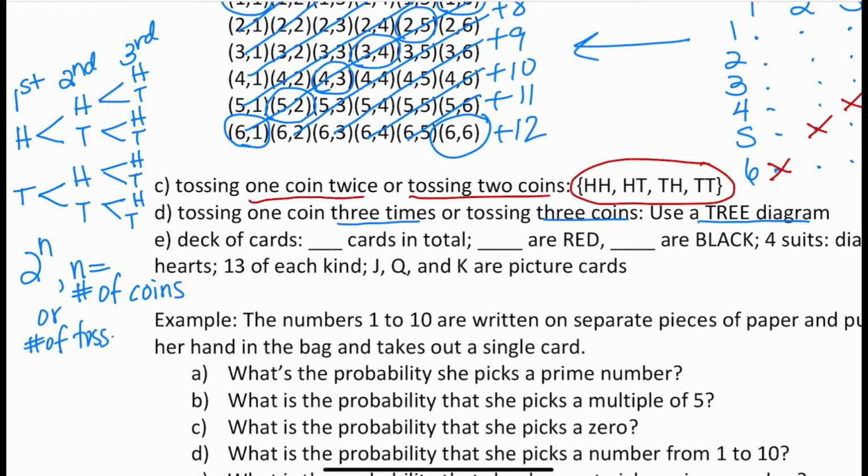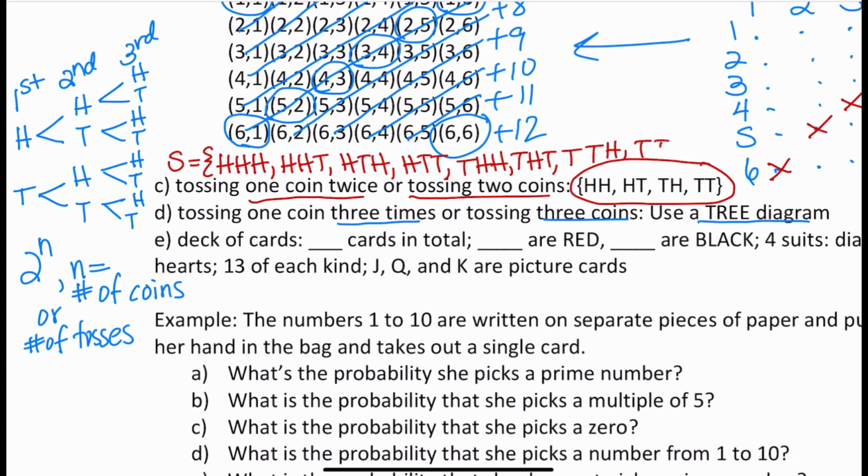In this case, because we have 3 coins or 3 tosses, then we have a total of 8 possibilities in our sample space. And those possibilities are heads-heads-heads, heads-heads-tails, heads-tails-heads, heads-tails-tails, tails-heads-heads, tails-heads-tails, tails-tails-heads, and finally tails-tails-tails. So those are the 8 different possibilities, and if you follow the tree diagram, you'll be able to tell what all 8 possibilities are.